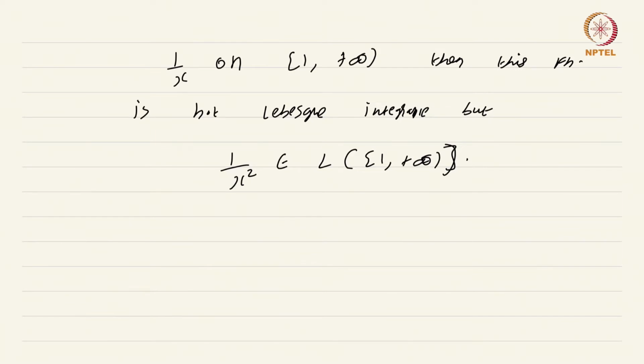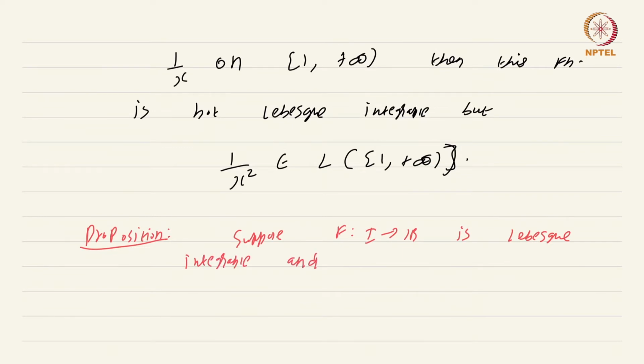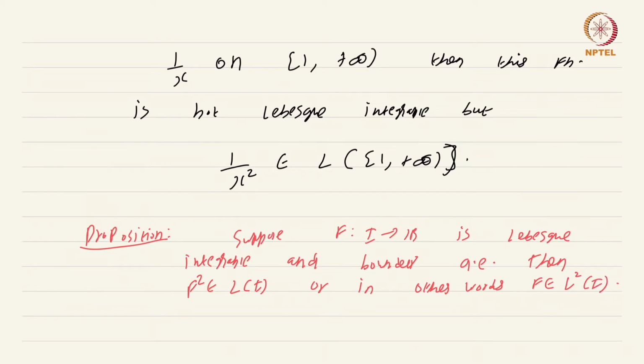However, we can write a sort of trivial proposition which gives one common criterion for checking whether a function is square integrable. Suppose f from I to R is Lebesgue integrable and bounded almost everywhere. Then f squared is Lebesgue integrable, or in other words, f is an element of L2(I). So if you have a function that's both Lebesgue integrable and almost everywhere bounded, then its square is going to be Lebesgue integrable.